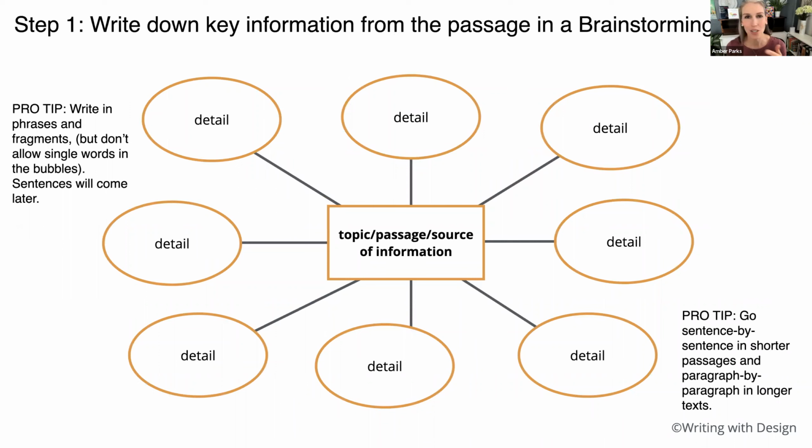So each of these details would be specific pieces of information. Again, they might be some direct quotations that come out of a piece, but there are lots of great key pieces of information from the sources that we want to put into our writing.